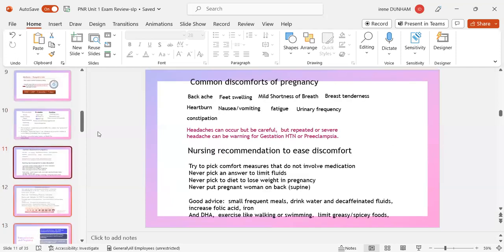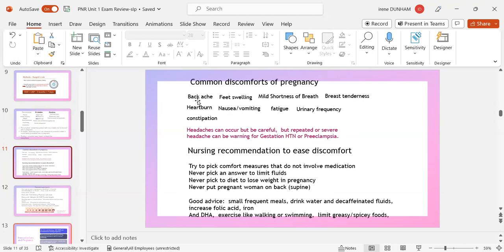All right, we're going to move right along with the common discomforts of pregnancy. She's got a backache and the feet are swelling, mild shortness of breath, breast tenderness, heartburn, nausea, vomiting, fatigue, urinary frequency, and constipation. I gave out a little bit about all this on that sheet, so you want to probably look over that a little bit too.